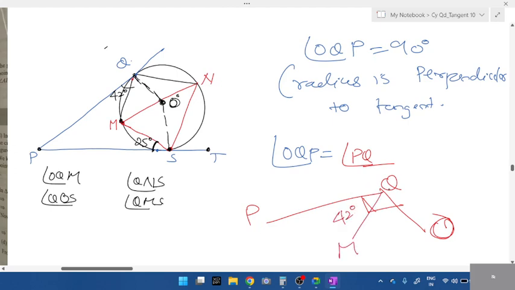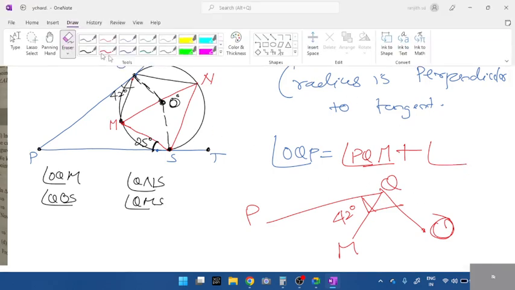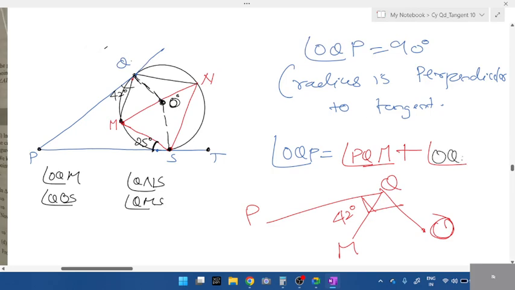This entire PQO is made up of two angles. What are the two angles? PQM. No, PQM plus what's the other one? MQO, or OQM. Let us write it as OQM. This is what they've asked us.